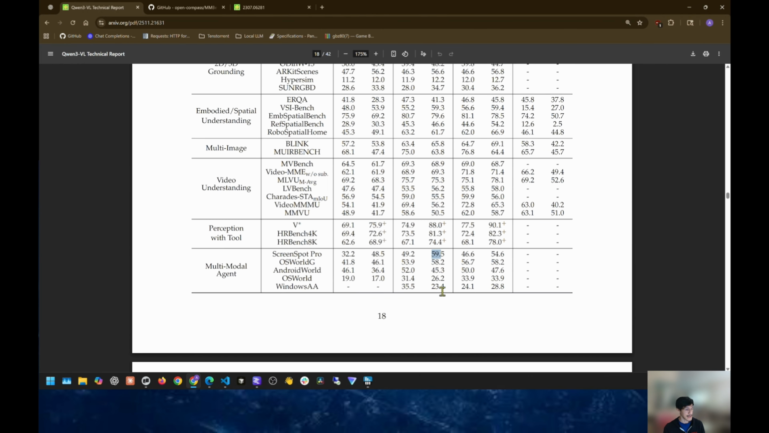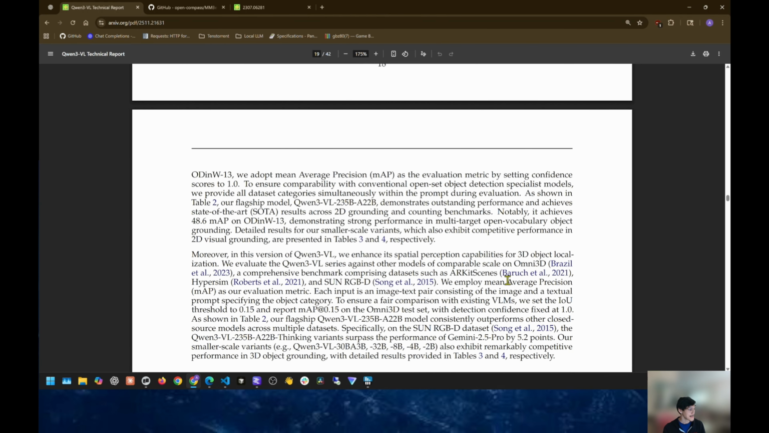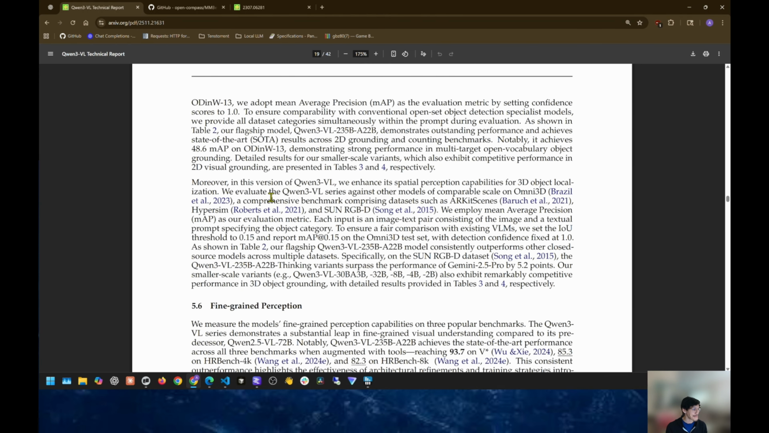Yeah, here we go. 4B seems to be very good with that too, except for the OS World and the Windows AA. But again, not terrible. It's half the parameters, but it's not half the performance here. It's good. Okay.